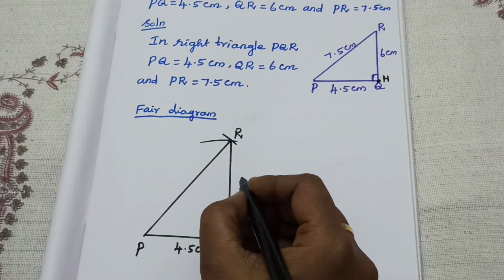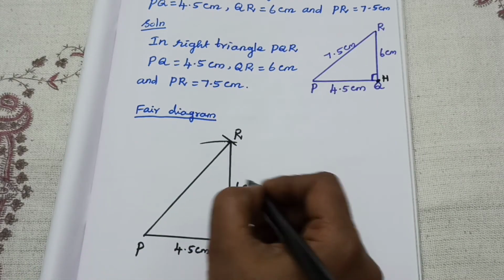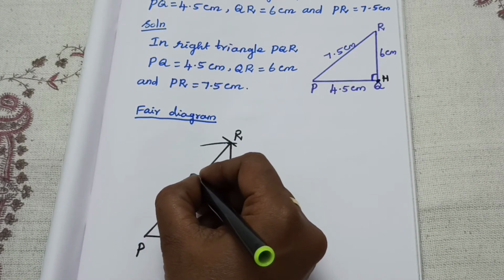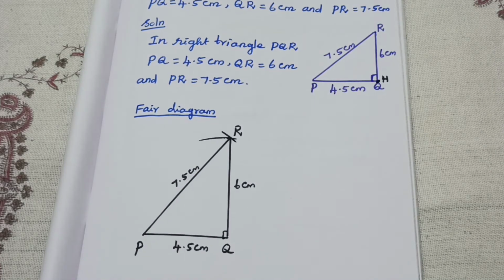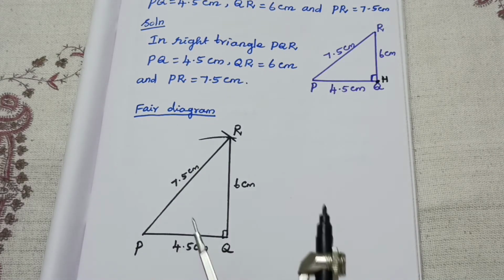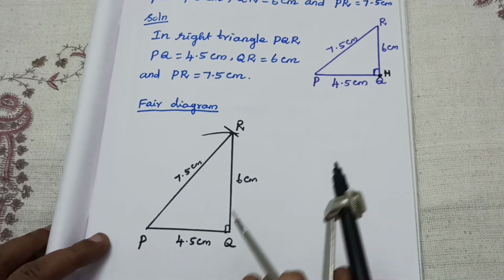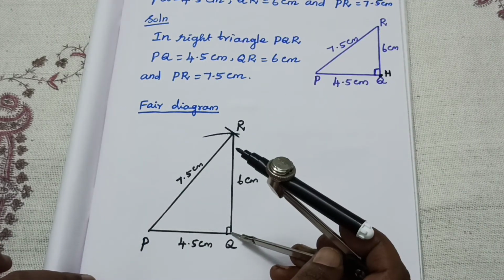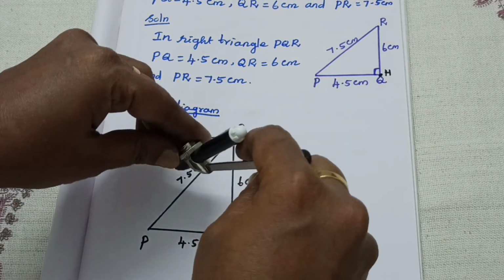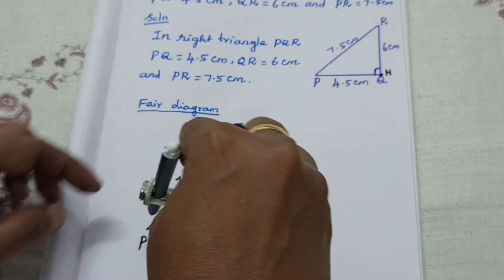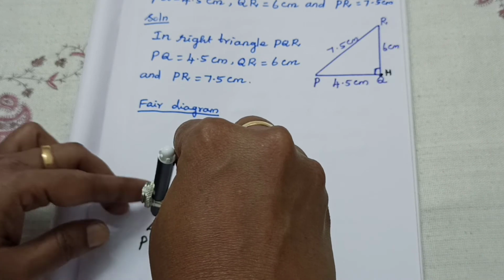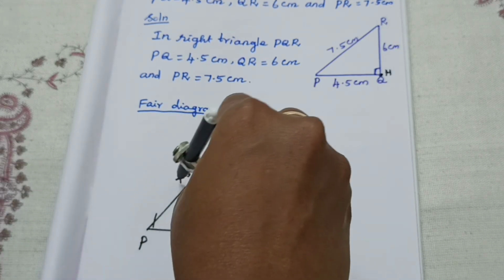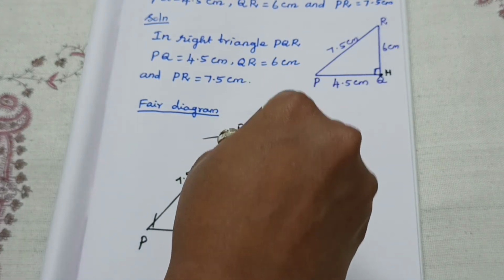What is given? You have to mark here. Then 6 centimeter, here 7.5 centimeter. Okay, then we have to draw the altitude, isn't it? Then from vertex Q, shall we take first? Opposite side, 2 arcs we have to draw. Okay, from vertex Q, 2 arcs we have to draw.